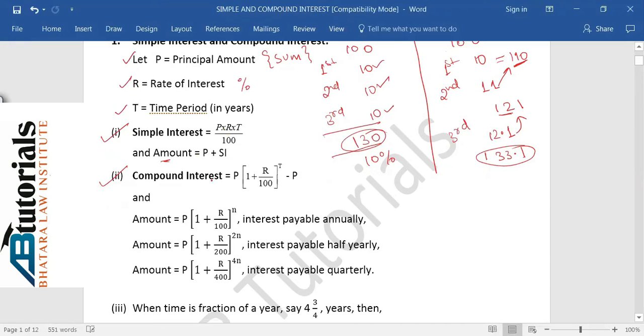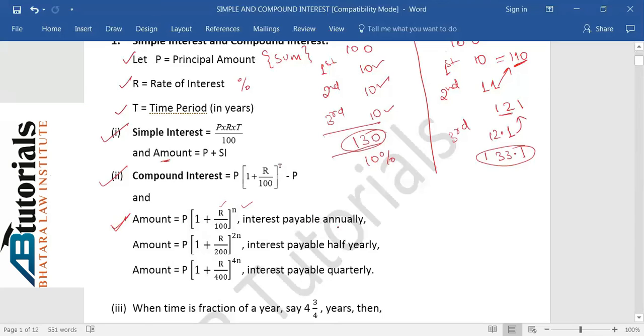Then compound interest will be principal into (1 plus R by 100) to the power t, where R is the rate and t is the time period, minus principal. This is the basic formula of amount, P into (1 plus R by 100) to the power n. In case of compound interest, generally we need to find amount instead of CI, so we generally use this formula. Here n is representing the time period and R is representing the rate.